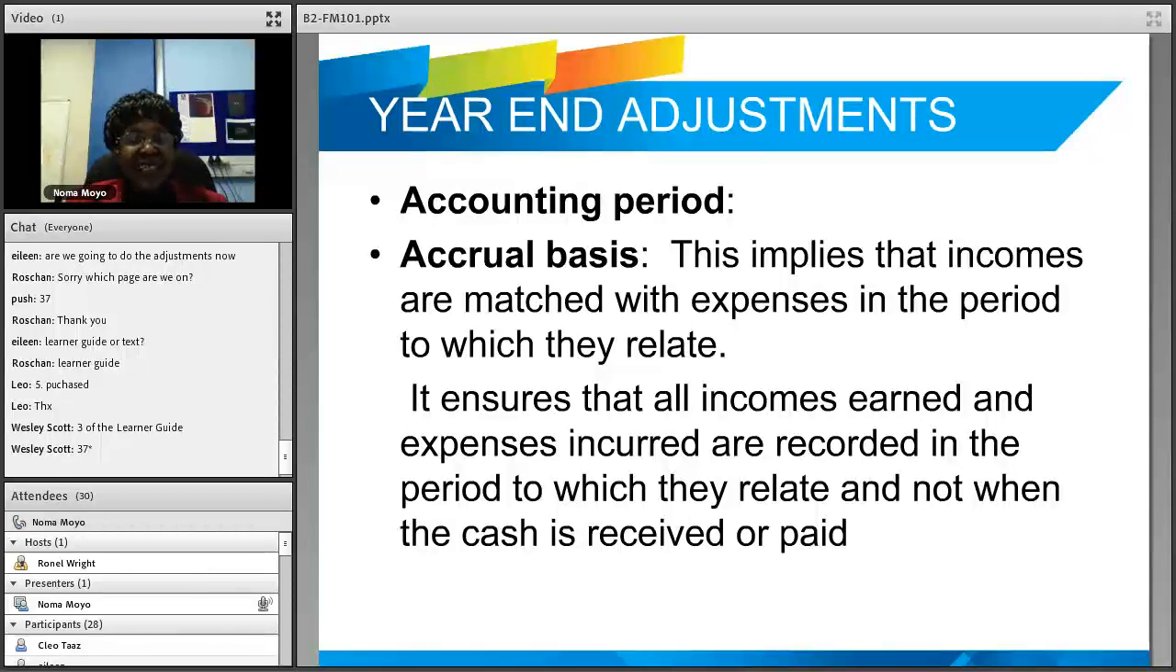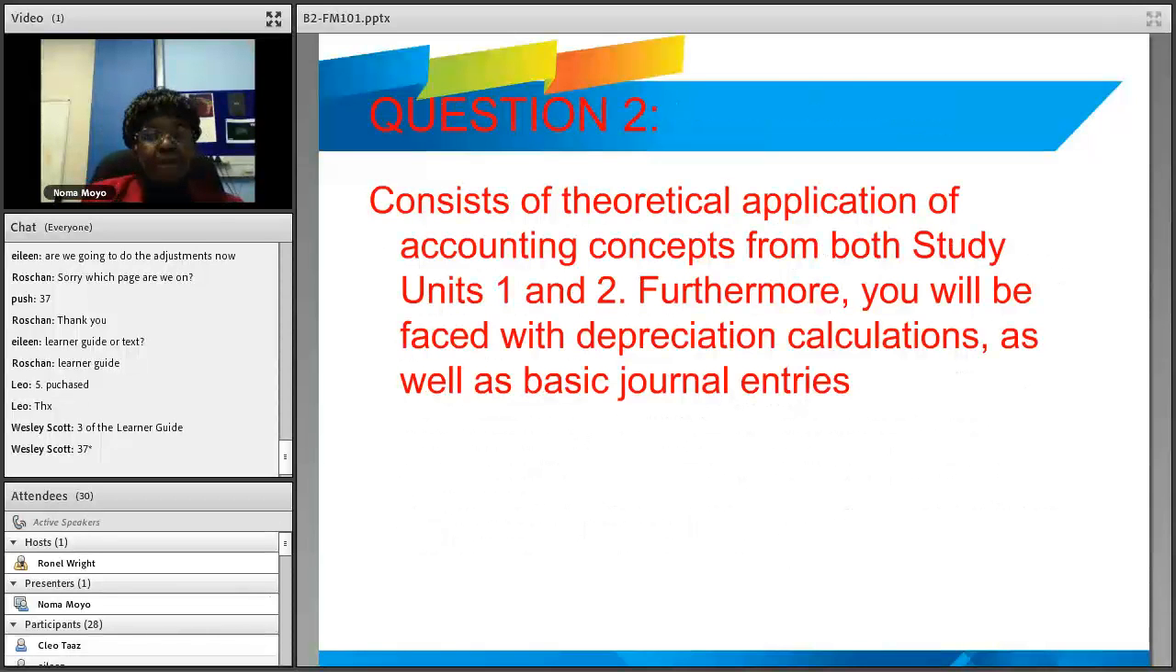This implies that incomes are matched with expenses in the period to which they relate. It ensures that all incomes earned and expenses incurred are recorded in the period to which they relate and not when the cash is received. Note that even if you sold goods this year by credit, you'll record them as sales because of the accrual basis. Please read and understand accrual basis.